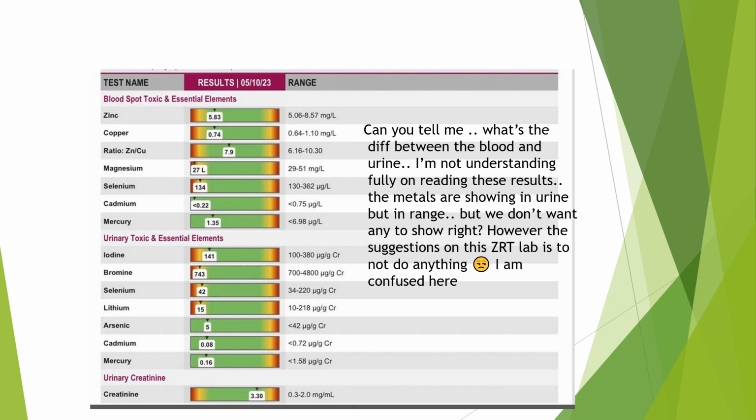The general difference is that blood and urine can both be used to assess whether there's an actual excessive mercury exposure happening. And the gold standard for mercury poisoning, mercury toxicity, if you will, would be elevated blood mercury.